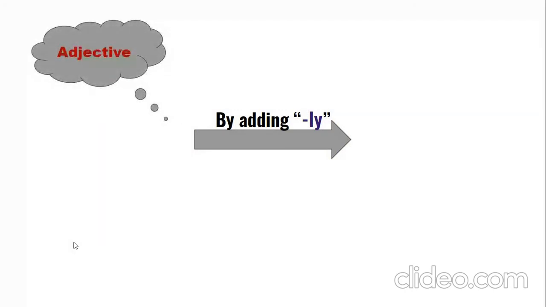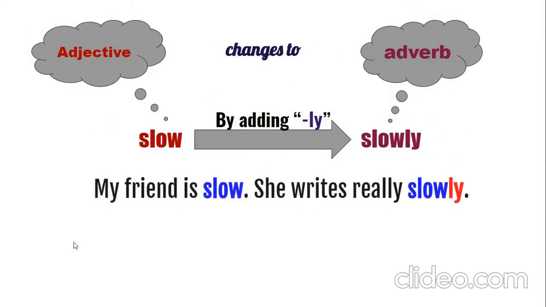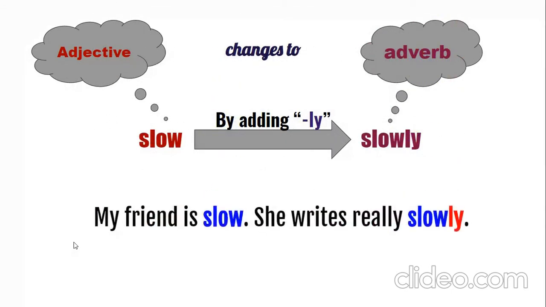Look at another word adding the suffix ly. Now we have an adjective, slow. And we're changing it to an adverb by adding the suffix ly. So instead of being slow, now it's slowly. Look at my sentence. My friend is slow. She writes really slowly.